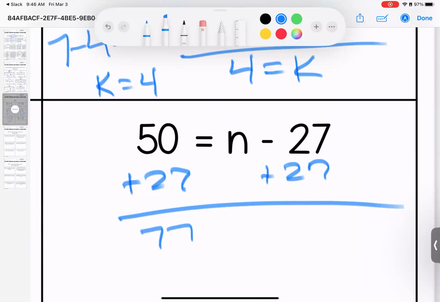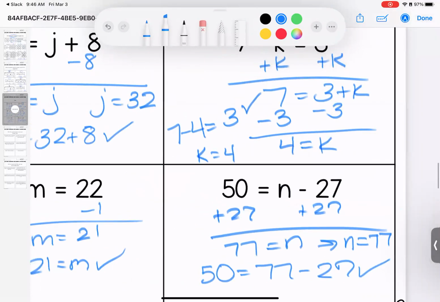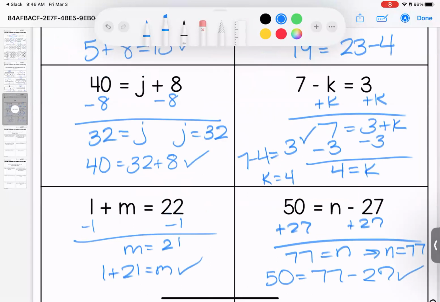When I add these together, I get 77 equals n. Best practice, n on the left and the 77 on the right. I can check it. 50 is equal to 77 minus 27. That is correct. Any questions on these? Bring them with you to class.